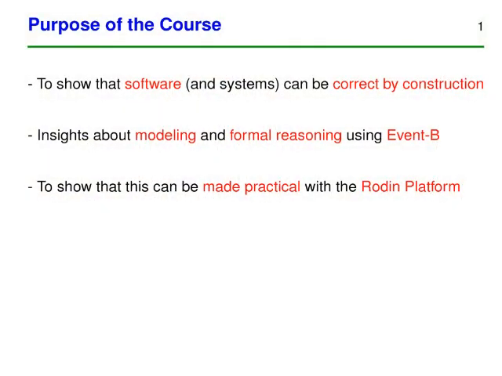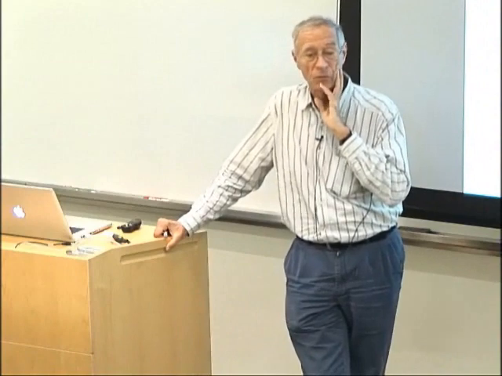The purpose of the course is to show that software and systems can be correct by construction. So this is a very, very important thing, and to give some insight on modeling and formal reasoning using this formalism called Event-B. And to show also that this can be made practical with the Rodin platform. I'm not sure we will have time to have a practical session with the Rodin platform, but it is free software, so you can also download it and use it.